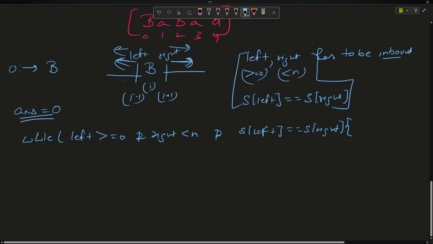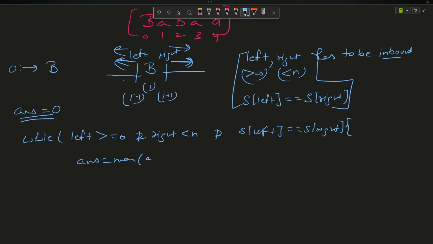This is my length. If this is 2, my answer will be the maximum of the existing answer with the current length. So what is the length now? That could be a discussion point, right?